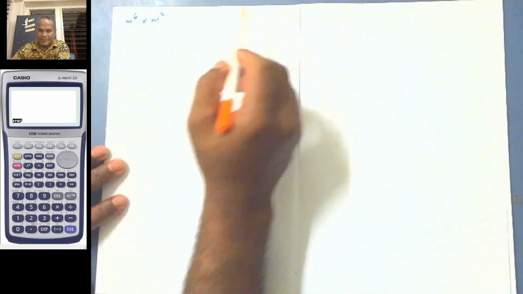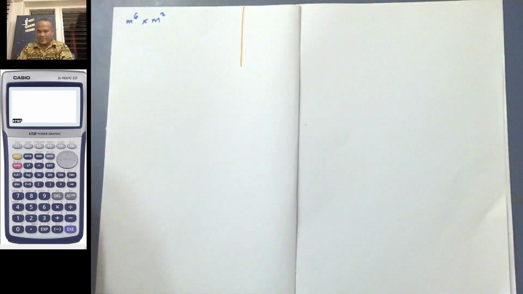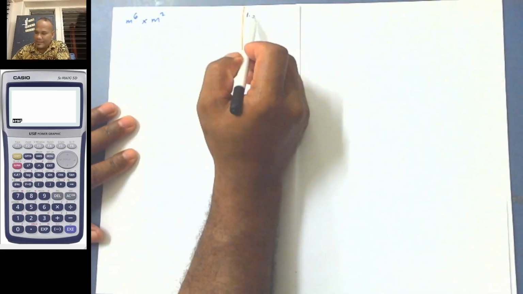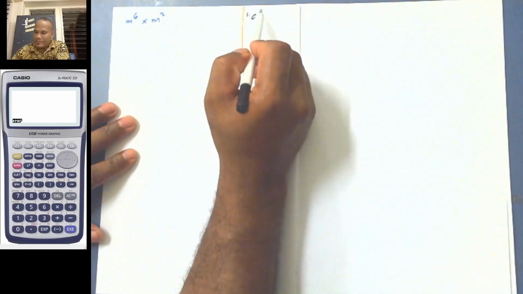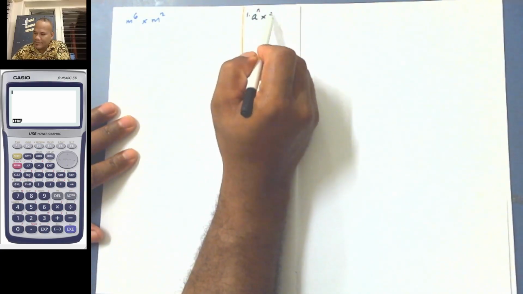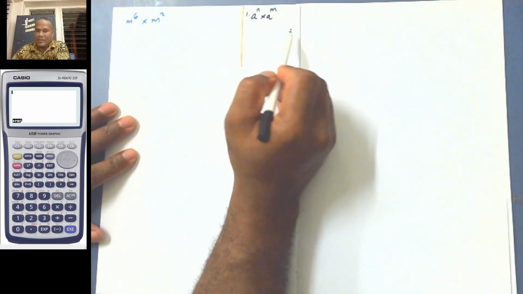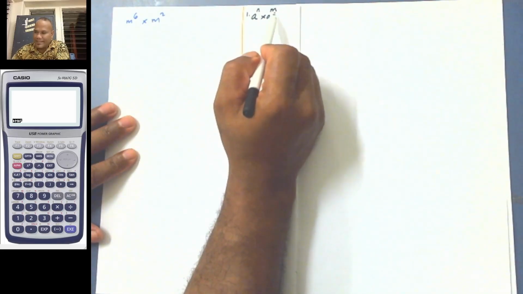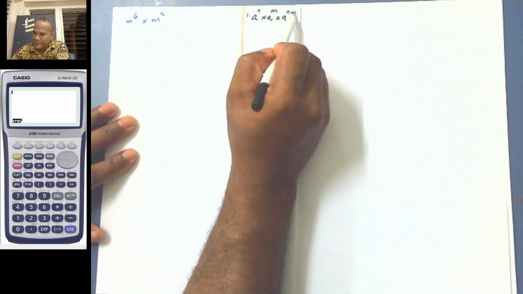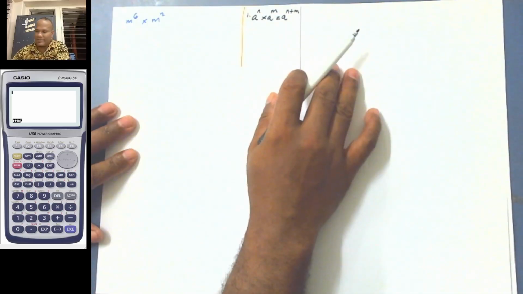Okay, the law of indices. What does the law of indices say? Law number 1 says that when a to the power of n times a to the power of m, when you are multiplying with the same base, we get to add the powers. The powers get to be added.